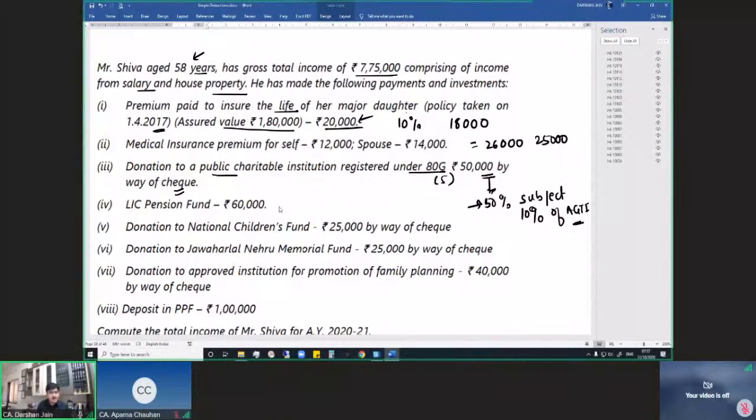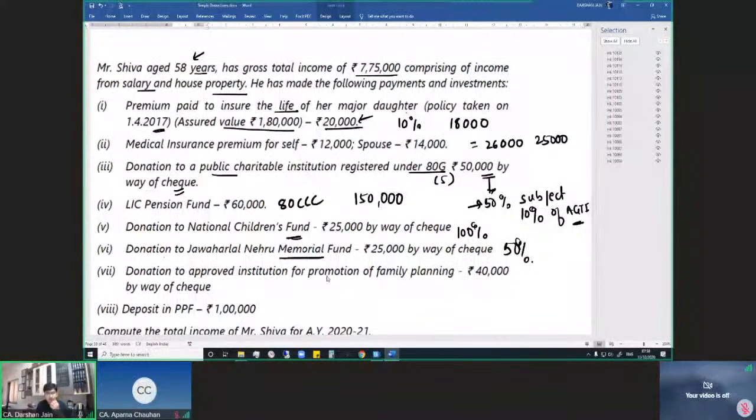So LIC pension fund 60,000 rupees covered by 80CCC. Now all of this, 80C, 80CCC, 80CCD subsection 1, would be eligible for a maximum deduction in aggregate of rupees 1,50,000. Thereafter, you've got donation to National Children Fund. Now, this is 100% without any qualifying limit. Then donation to Jawaharlal Nehru Memorial Fund, rupees 25,000 by cheque. So 50% without any qualifying limit.